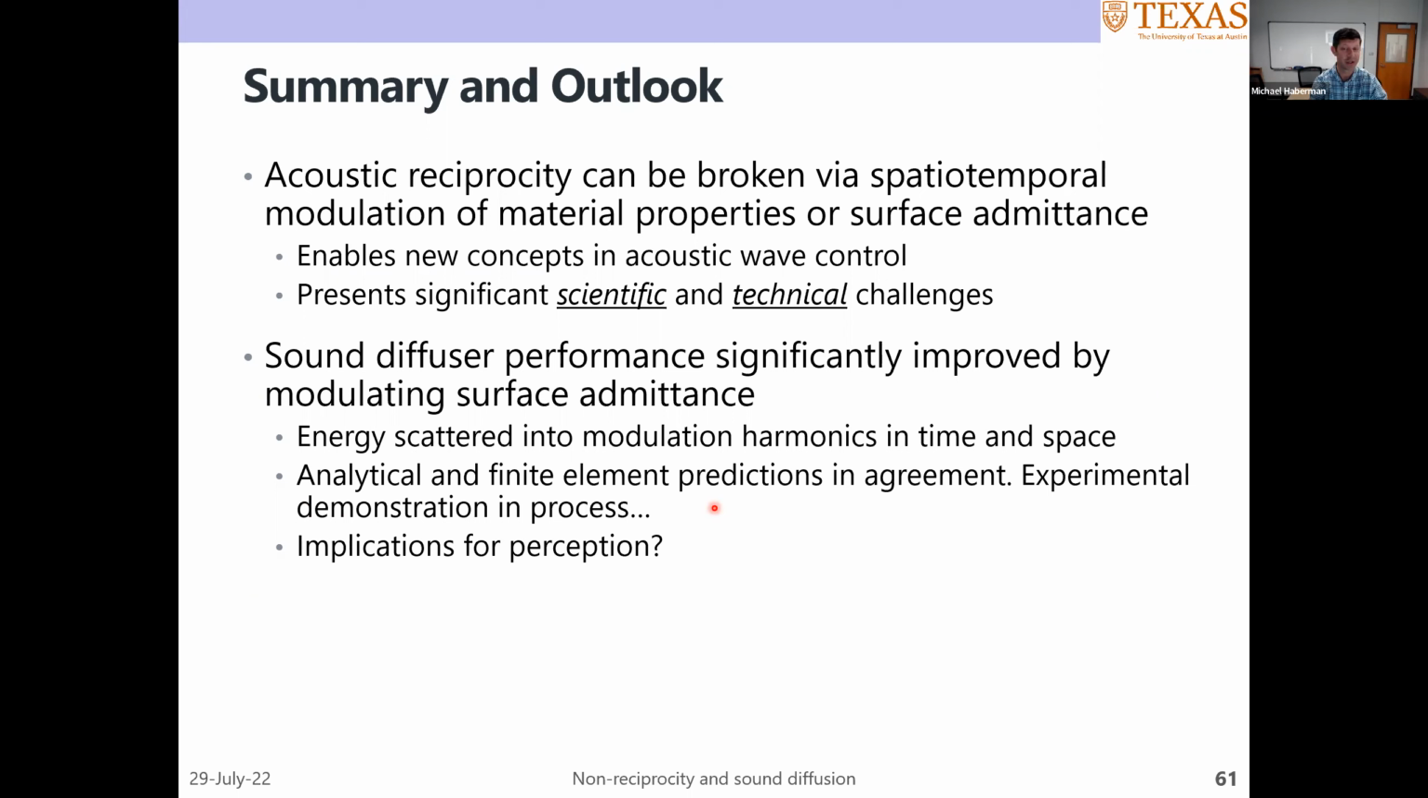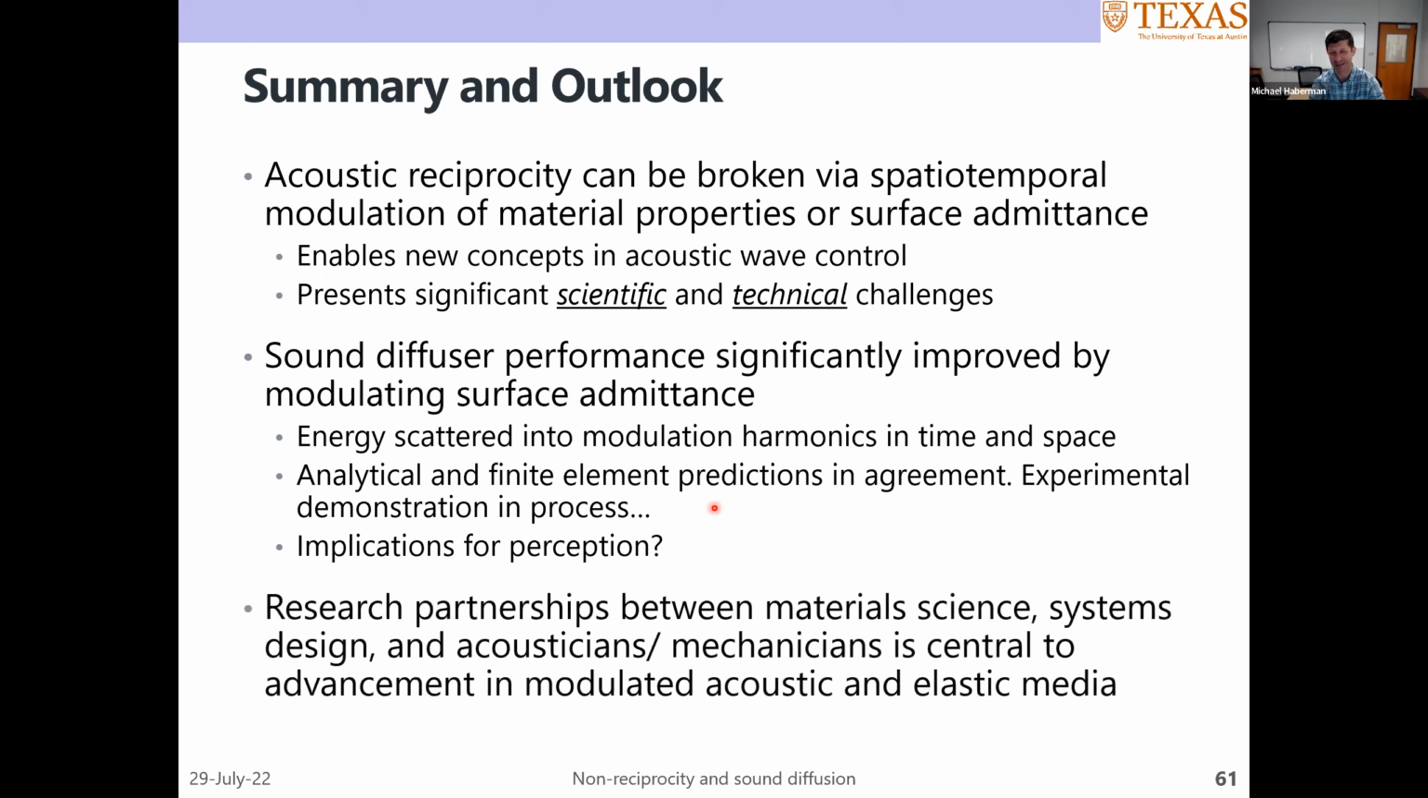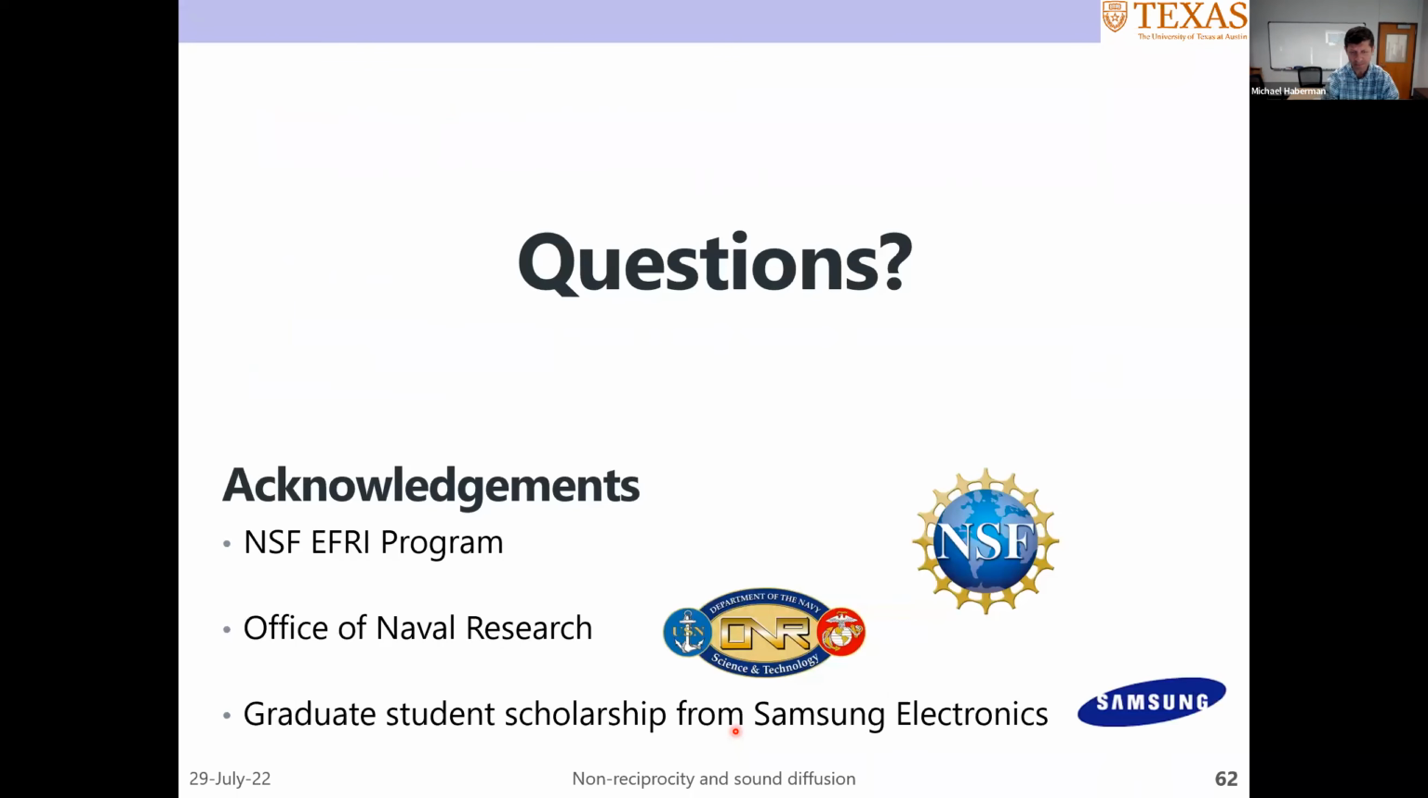There are some implications for perception, which I'm happy to discuss, if we use it for audio. I think some of that is going to be, should we just do it and see what happens? But in general, this is really interesting because it drives partnerships between material science, systems design, acousticians, and mechanicians, in order to do this modulating in acoustic and elastic media. So that's all I have for you. Open for questions, and I wanted to thank our funding sources, which helped with this in various pieces and parts.